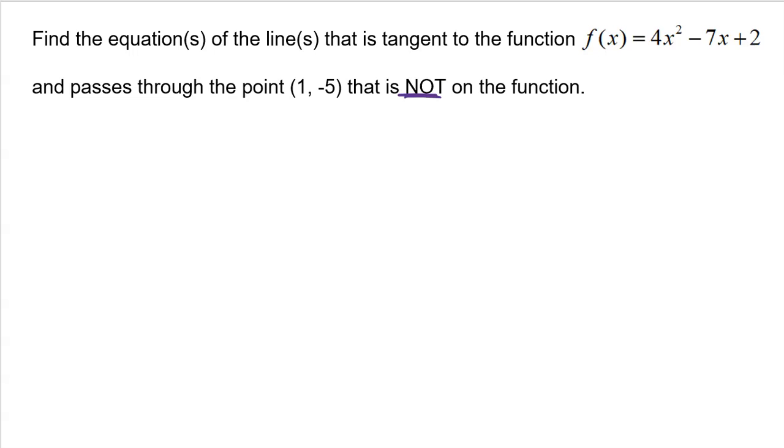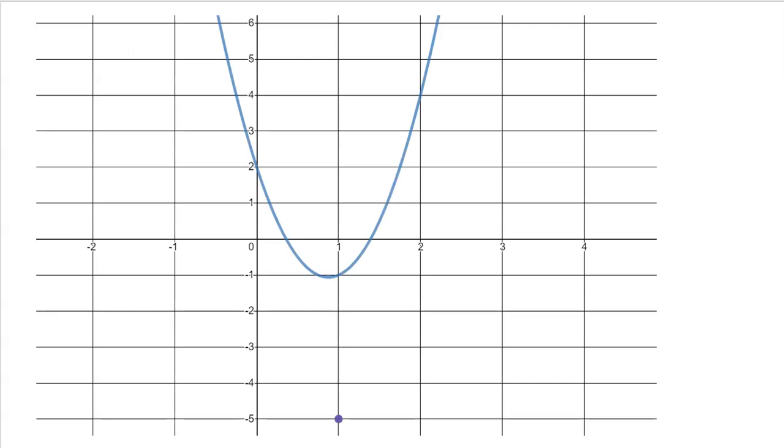And that's what derivatives are meant to find, slopes for points that are on the function. So it's important that this problem is completely different from that because the point (1, -5) is not on the function. And there's two ways you could prove that. One is to plug 1 into the function and you're not going to get -5. The second is to take a look at a graph.